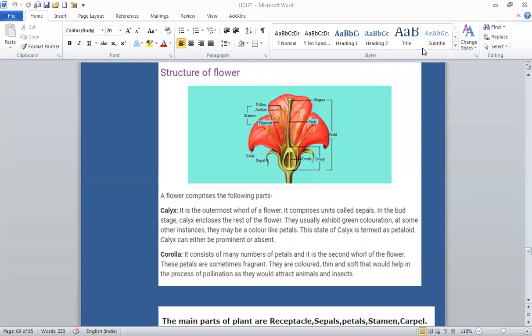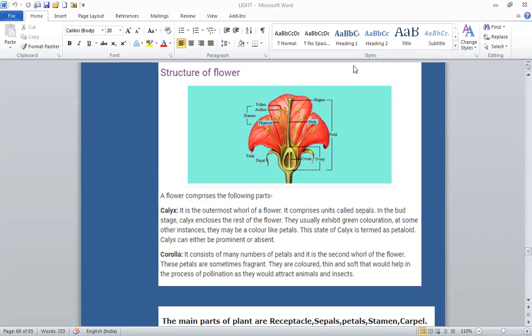Good morning, students. This is class 10 science lesson, how do organisms reproduce. Students, in continuation with the last class, today we are going to study sexual reproduction in flowering plants.